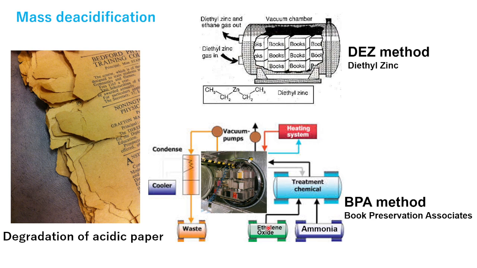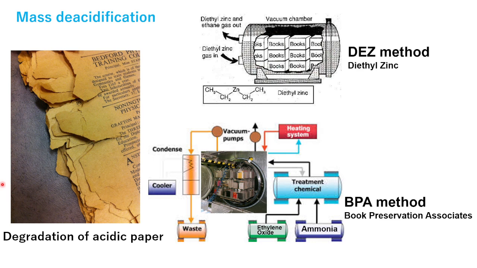In this method, it can also be processed while storing books in a box, using the property of gas penetrating well, which is an advantage of mass deacidification. However, there is a problem that the brightness of the paper increases slightly, and the reaction of the chemical itself is a little dangerous. This BPA method is not highly evaluated as a deacidification treatment of acidic paper.